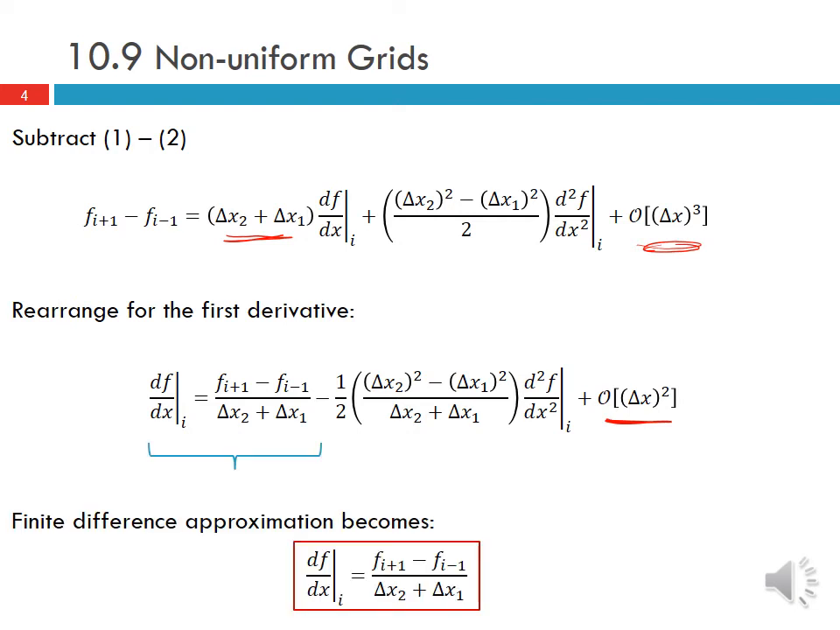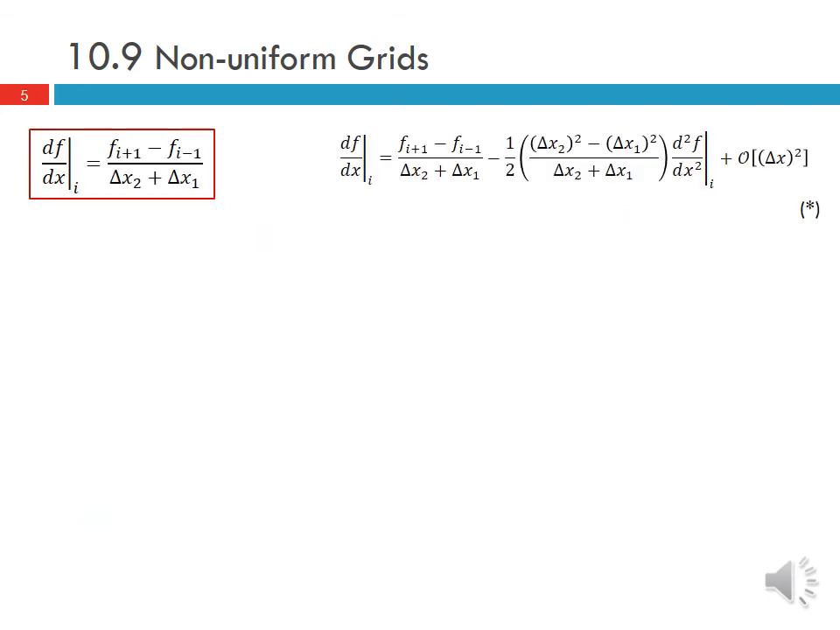So the finite difference approximation for the first derivative can be taken as just the first term, and this becomes the expression shown here. So df by dx at I is equal to f(i+1) minus f(i-1) divided by delta x2 plus delta x1. We can see this again here. And now let's consider the order of accuracy of this approximation.